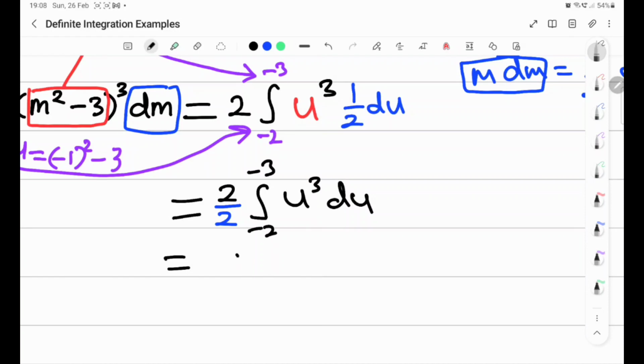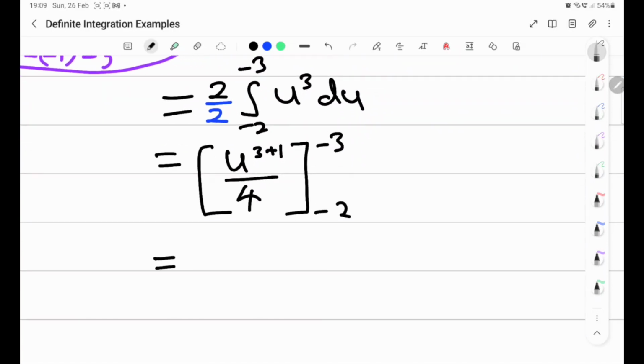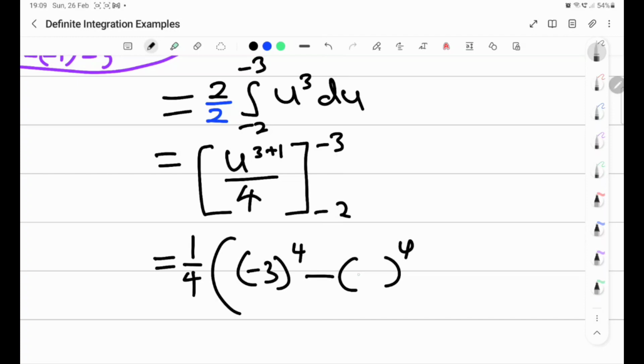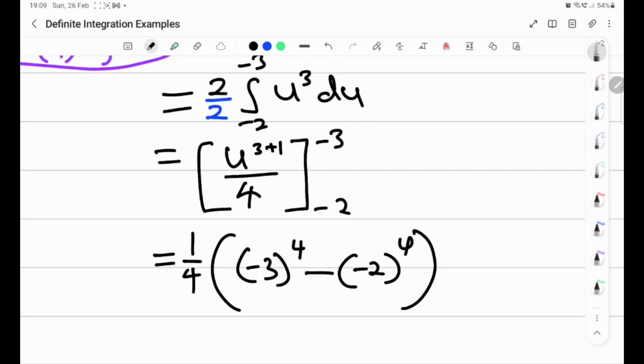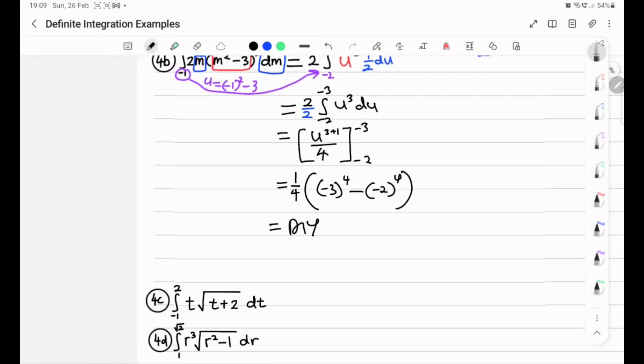So u power 3 is u power 3 plus 1 over 4. Close everything, put the limits outside. Then let's substitute them. Maybe it's better to put 1 over 4 outside first before you substitute. So 1 over 4 outside. Then substitute: bracket power 4 with minus 3, and then minus bracket power 4 with minus 2. And then close them, and the rest I let you do with your calculator.